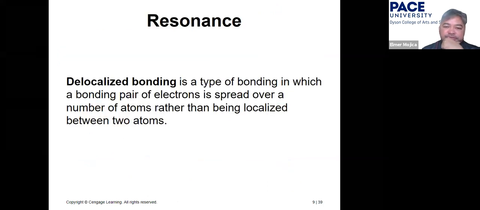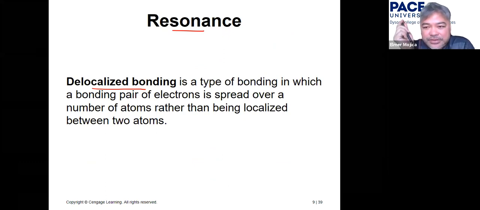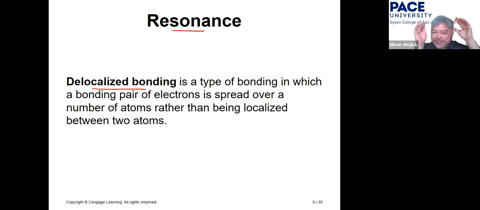Before we go on, this so-called resonance. So in the resonance structure, they said this is due to the so-called delocalized bonding. So this is a type of bonding in which a bonding pair of electrons is spread over a number of atoms rather than being localized between 2 atoms. So instead of the electrons being stationary in a given atom, what happened is they're spread out. Okay? So that means there is more than one Lewis structure for this type of molecules. We call them the resonance.